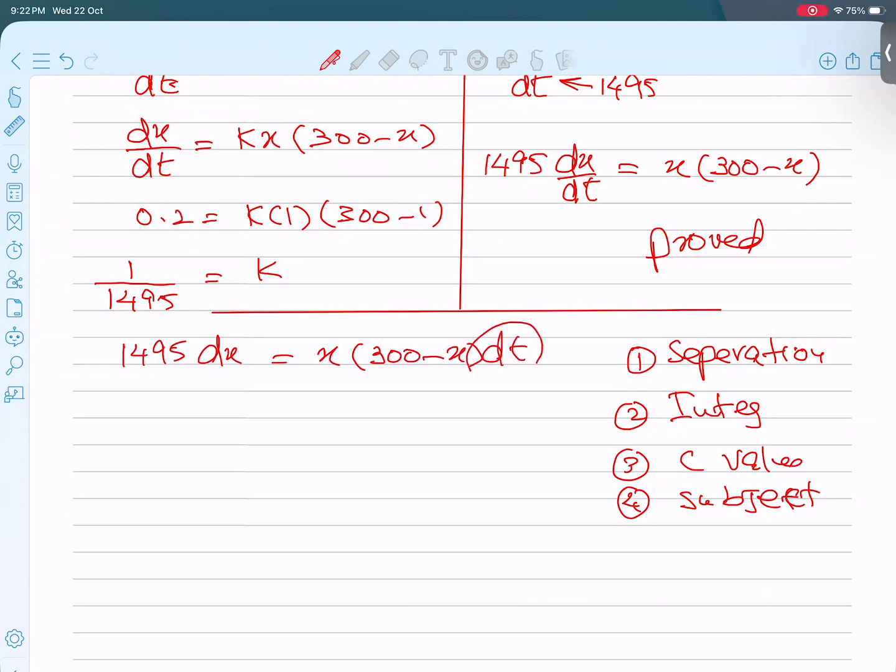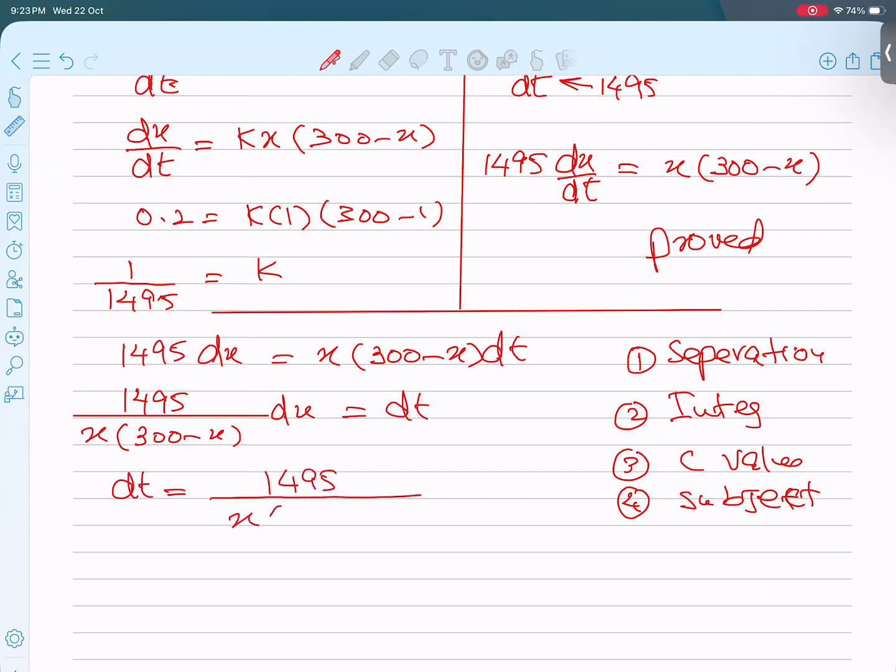But do you know dt and dx cannot be in the denominator? Okay, so this whole thing I can bring under it. So I got 1495 divided by, I can write it now, x times (300 minus x). And dx is here and dt. So switch the sides, left becomes right and right becomes left. So I hope this is done and we have achieved this format.